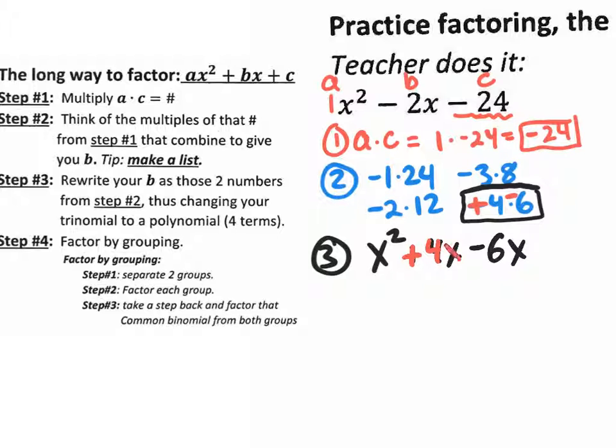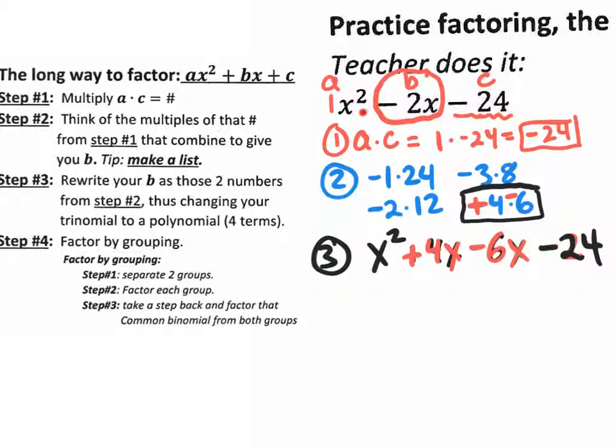Positive 4x minus 6x. That is the same thing as negative 2x, because if I add positive 4x and negative 6x, it'll give me that middle value, negative 2x. And I still need to write my c value of negative 24. I want to put that right here at the very end. So I have successfully changed a quadratic trinomial to a polynomial.